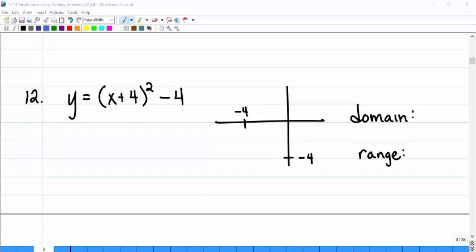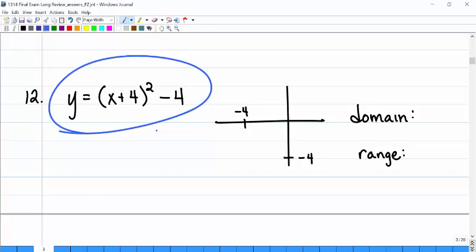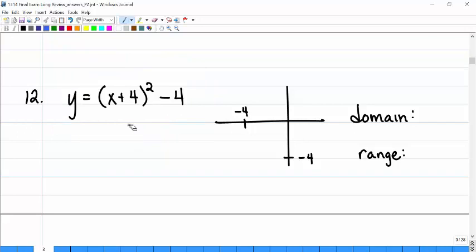Continuing on with the Math 13-14 Final Exam Review, number 12 asks you to find the vertex of this quadratic function, y equals (x plus 4) squared minus 4. This is written in vertex form, and recall vertex form is y equals a times (x minus h) squared plus k, and that tells you that the vertex is (h, k). So my vertex is going to be (negative 4, negative 4).